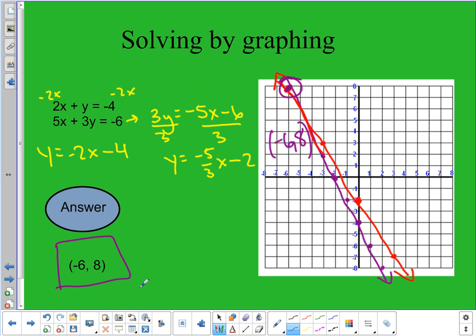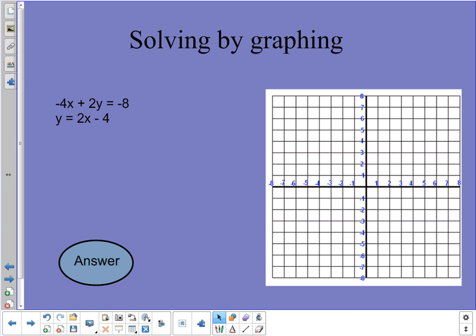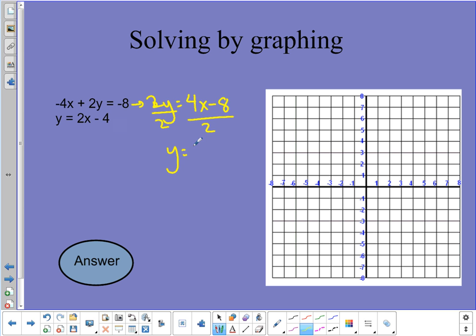Awesome. That was a tricky line to graph. Okay, let's try the last example. Number 7. Negative 4x plus 2y is equal to negative 8, and y is equal to 2x minus 4. So I first need to put them in slope-intercept form. The bottom one already is, so that's helpful. But the top one, I'm going to go ahead and fix that one. I need to start by adding that 4x to the other side, so that's going to look like this. 2y is equal to positive 4x minus 8. There we are. And then divide by the 2, and I end up with y is equal to 2x minus 4.